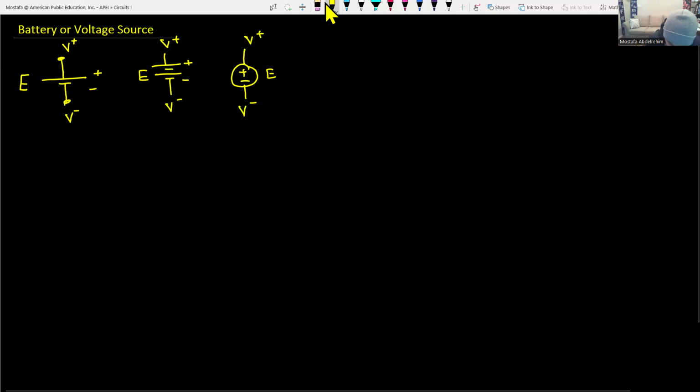So we have a terminal here, a node called V negative, and a terminal here called V positive. Same for the other battery here, and same for this one as well.